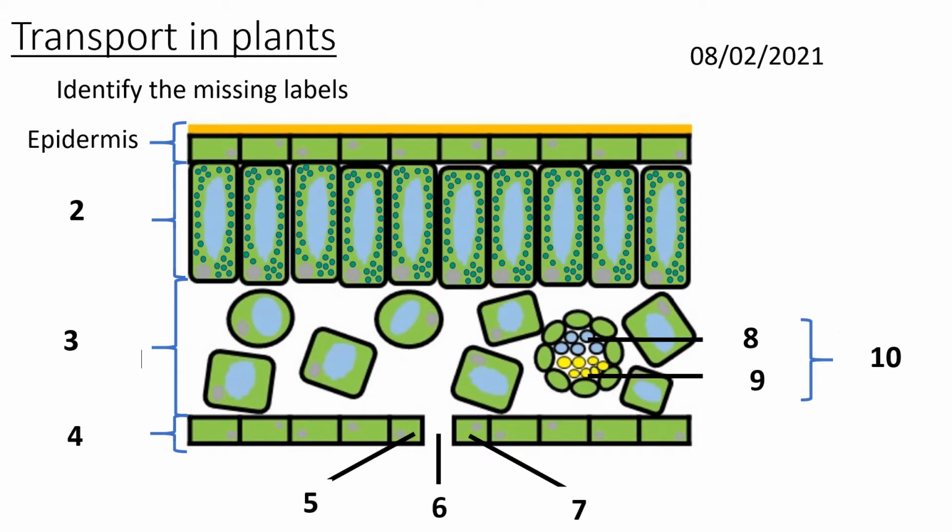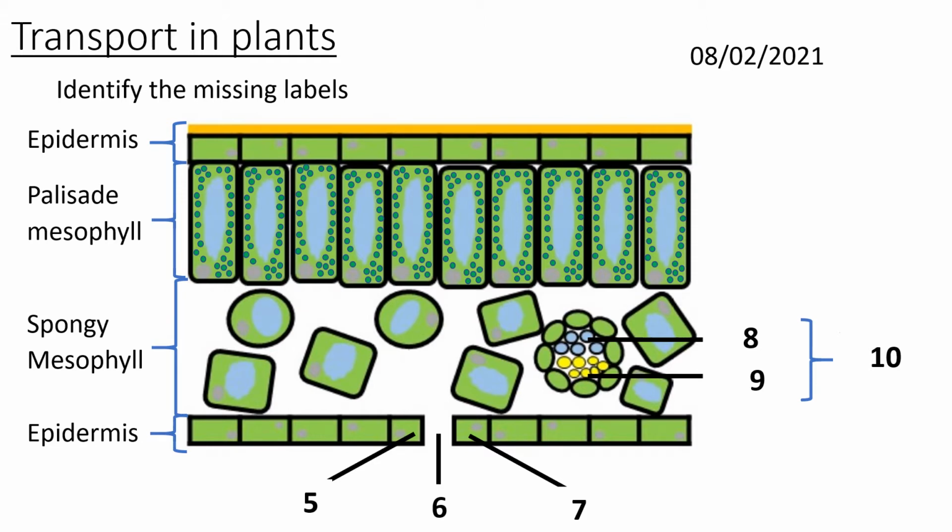Number 2 is the palisade mesophyll. Remember, that's got all the chloroplasts to maximize the rate of photosynthesis. Number 3 is the spongy mesophyll layer with the air spaces to increase the rate of gas diffusion. We've got the lower epidermis.